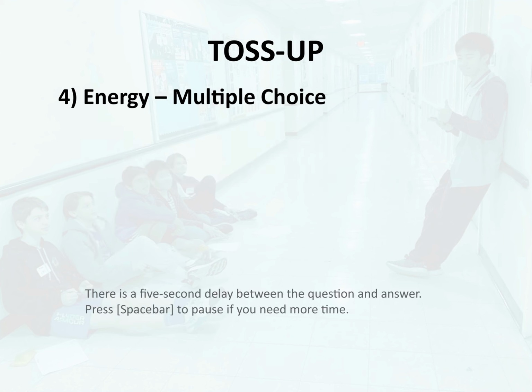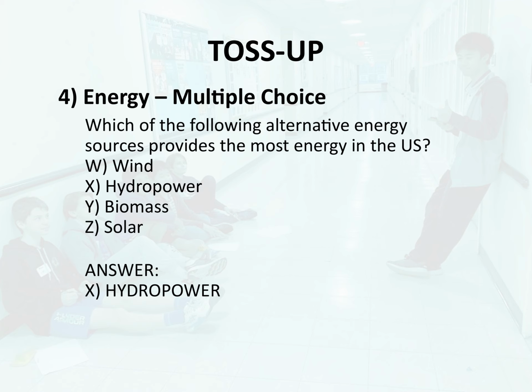Toss-up 4. Energy, multiple choice. Which of the following alternative energy sources provides the most energy in the U.S.? W. Wind. X. Hydropower. Y. Biomass. Z. Solar. Answer: X. Hydropower.